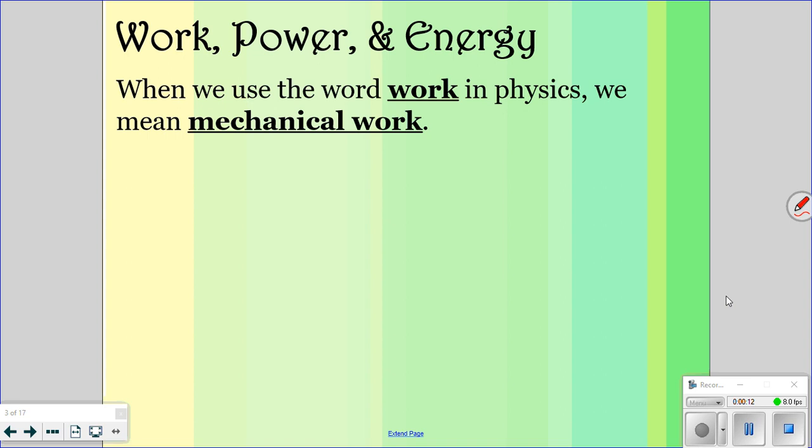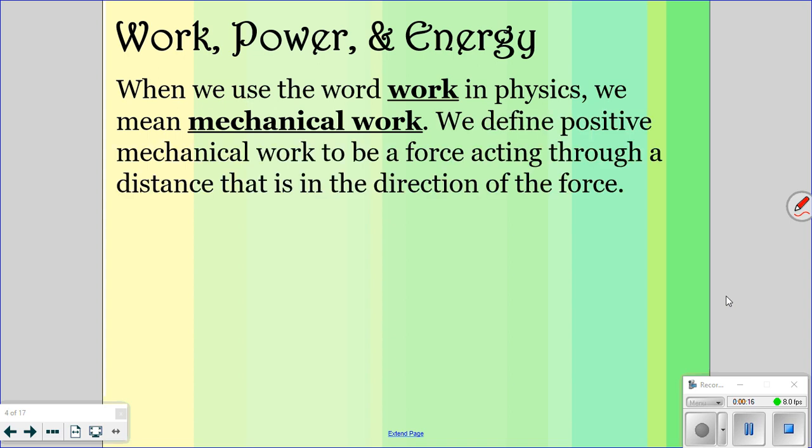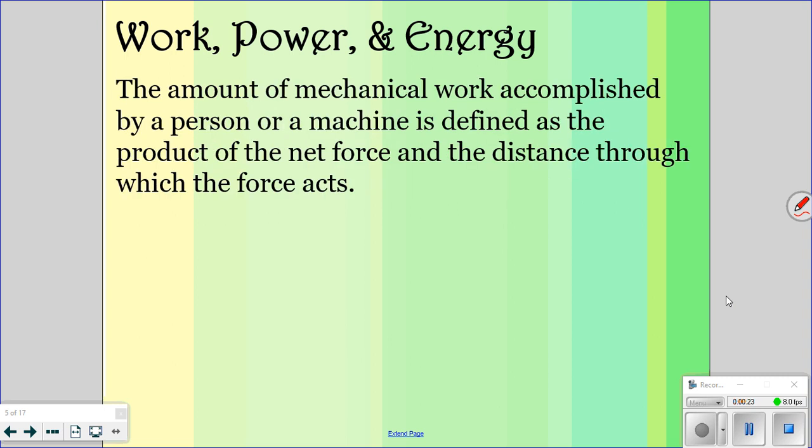When we use the word work in physics, we actually mean mechanical work. We define positive mechanical work to be a force that's acting through a distance that is in the direction of the force. The amount of mechanical work accomplished by a person or a machine is defined as the product of the net force and the distance through which the force acts. So if you want to write down that formula, you can. Work equals force times distance.